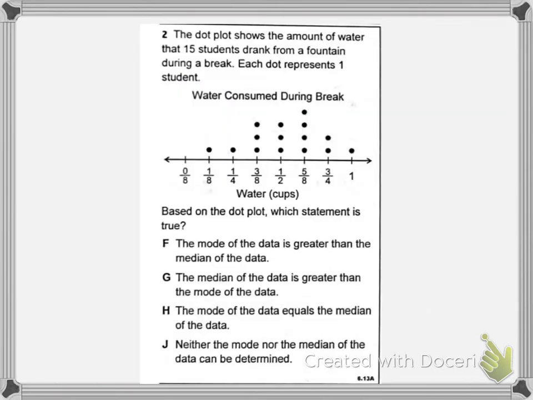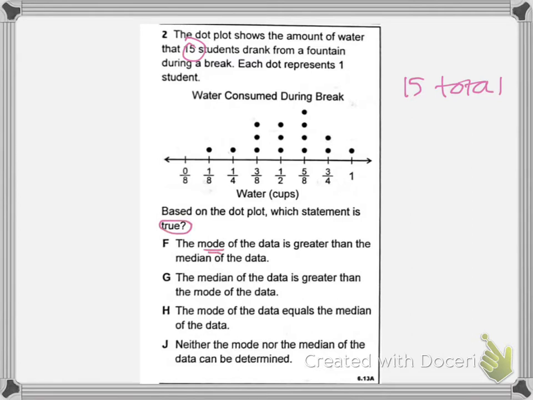Then next it says the dot plot shows the amount of water that 15 students drank from a fountain during a break, and each dot represents one student. So how many dots are there? There are 15 total. Okay, so just making a note of that. Then it says based on the dot plot, which statement is true?